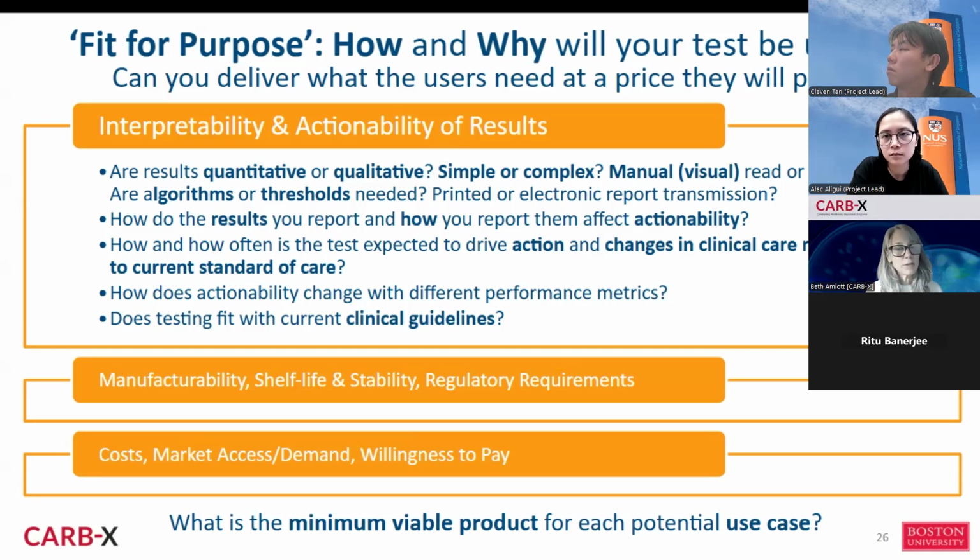The other things on this slide: manufacturability, shelf life, stability, regulatory requirements, cost, market access and demand, willingness to pay. It's a long list. It's a lot to think about, but the earlier you think about these things and start to build your roadmap, the more chance of success you're likely to have. It will also allow you to define that minimal viable product for your use case, which will help you when you come upon hard decisions that you have to make during product development.